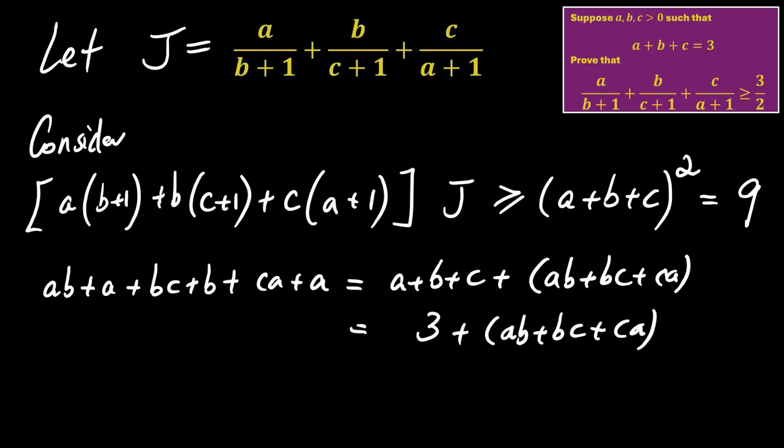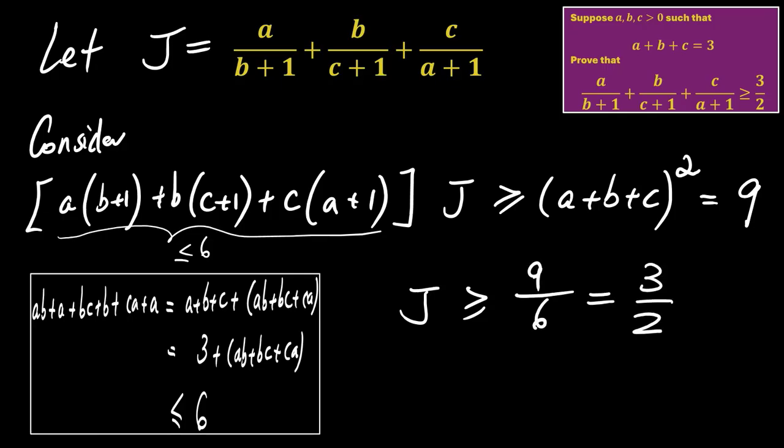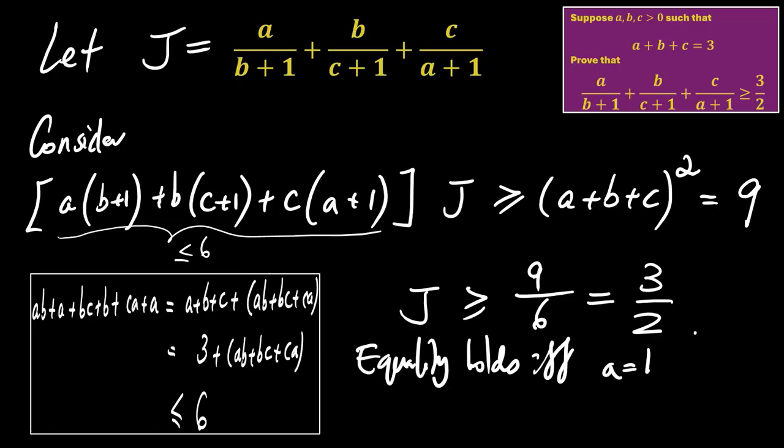So now we move back, and this means that the expression is less than or equal to 6. Since this is less than or equal to 6, J has to be greater than or equal to 9 over 6, which equals 3 over 2. This is the inequality that we want. Obviously, the equality holds if and only if a equals b equals c equals 1.